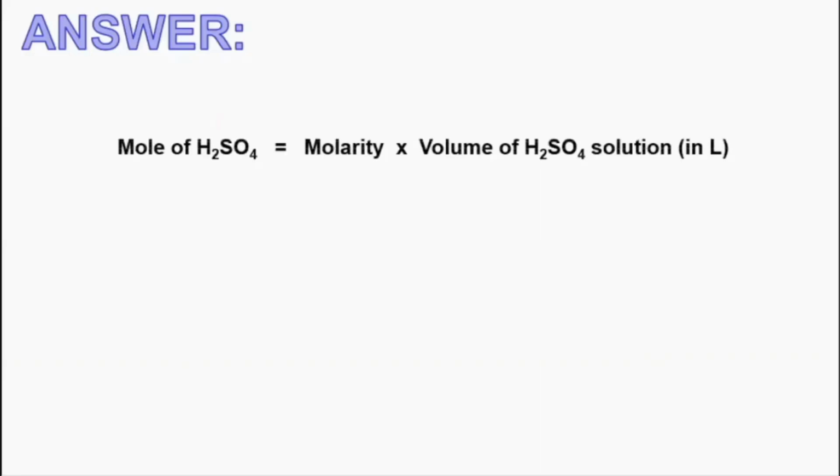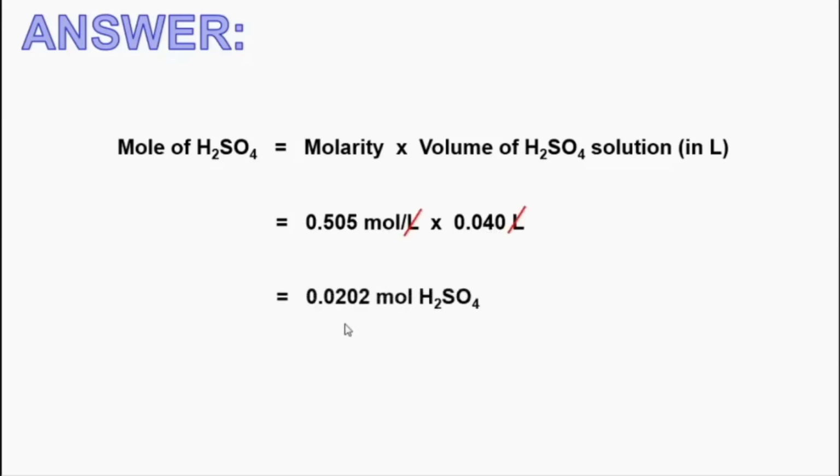So firstly, we need to find how many moles of sulfuric acid react in this reaction. Since we were given the molarity of sulfuric acid and also the volume of sulfuric acid solution used in the reaction, we can determine the moles of sulfuric acid: molarity times volume, MV. This is the molarity or concentration of the sulfuric acid solution, and this is the volume, so molarity times volume. We are going to get 0.0202 moles of sulfuric acid. This is the amount of sulfuric acid used in this reaction.